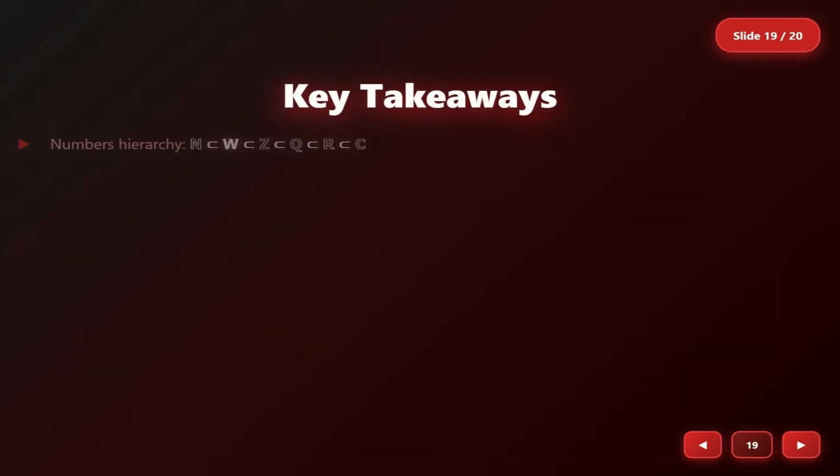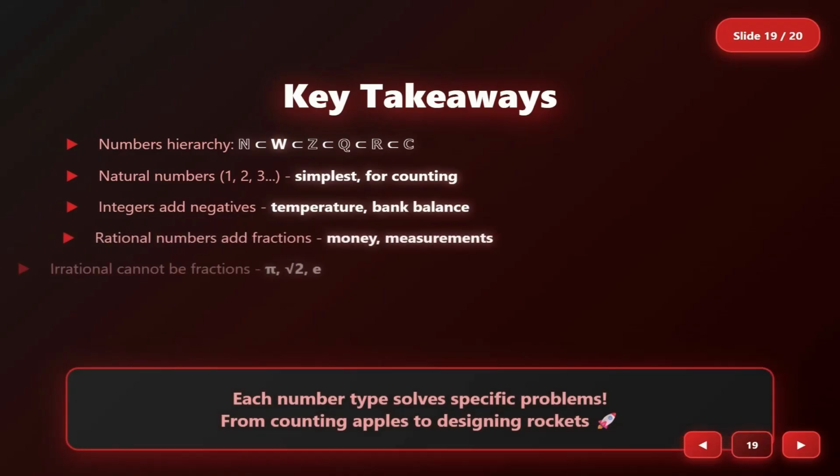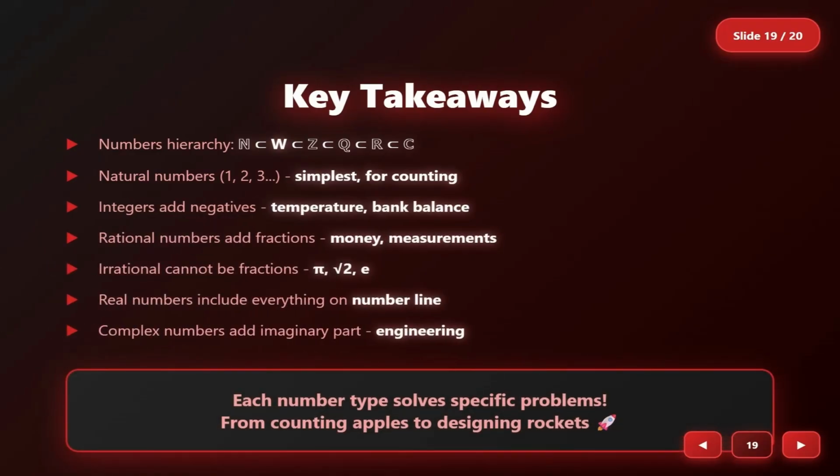Alright, let's wrap up with the key takeaways. Numbers follow a hierarchy. Natural numbers are a subset of whole numbers, and whole numbers are a subset of integers. Integers are a subset of rational numbers, and rational numbers are a subset of real numbers, and real numbers are a subset of complex numbers.